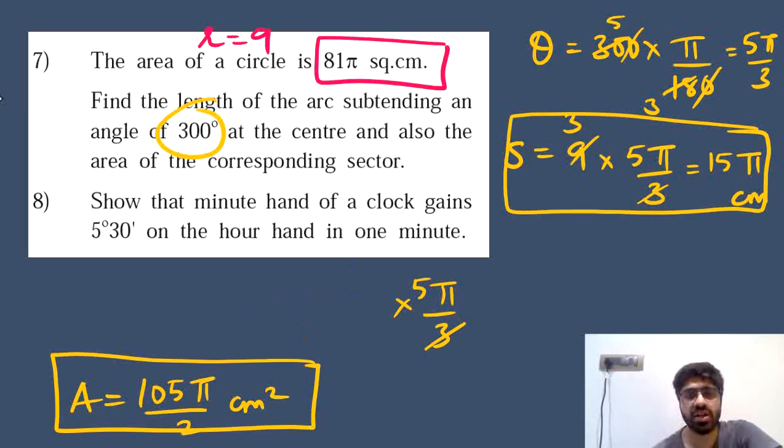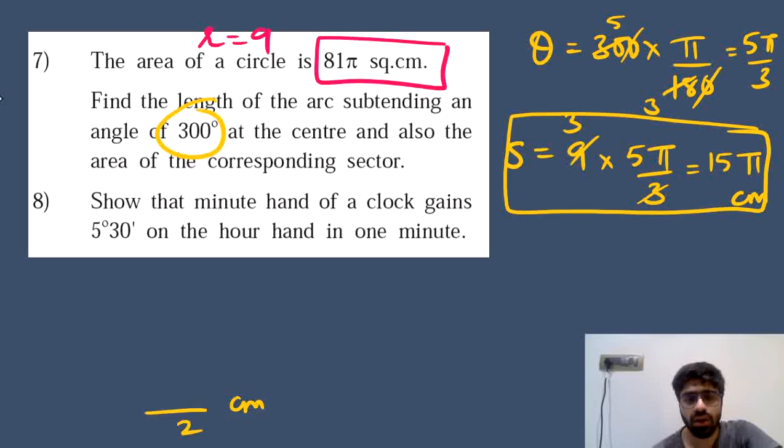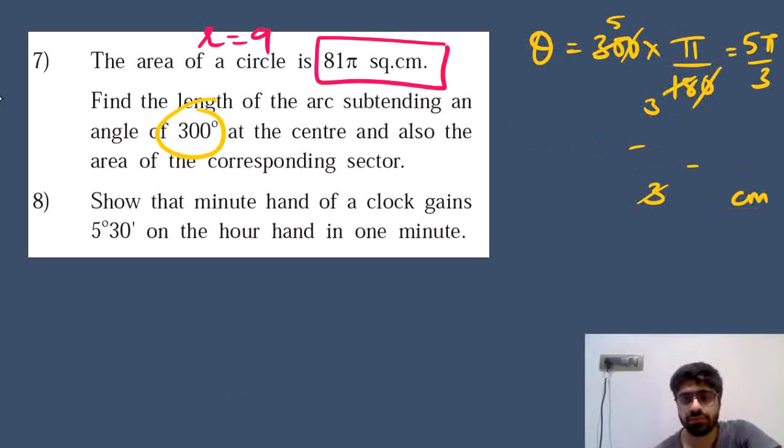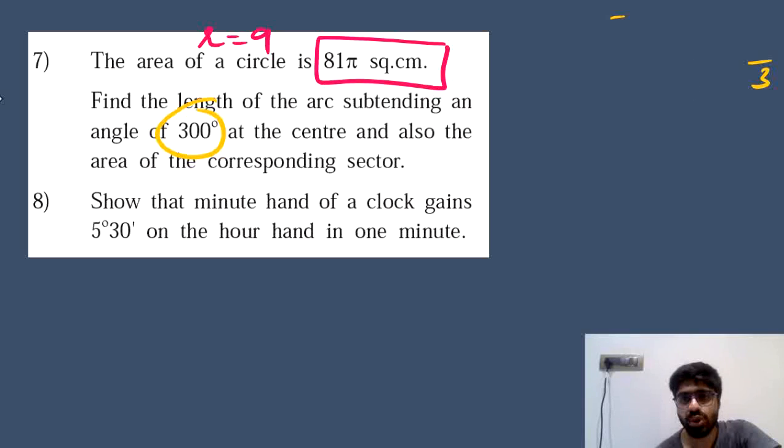Let's go ahead in a similar way with the 8th question. We have to show that the minute hand is gaining 5 degrees 30 minutes on the hour hand in 1 minute. Many a times, many students feel that this question is not clear. It simply tells you that you have to show that in 1 minute, the minute hand is going to trace an angle which is 5 degrees 30 minutes more than the hour hand.